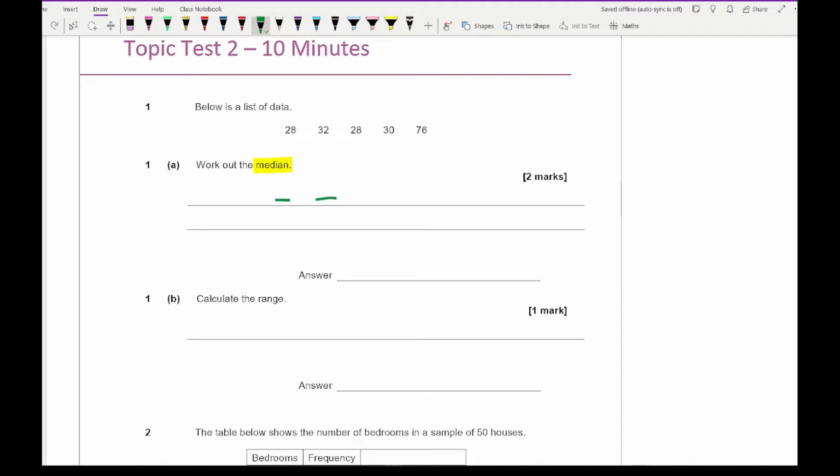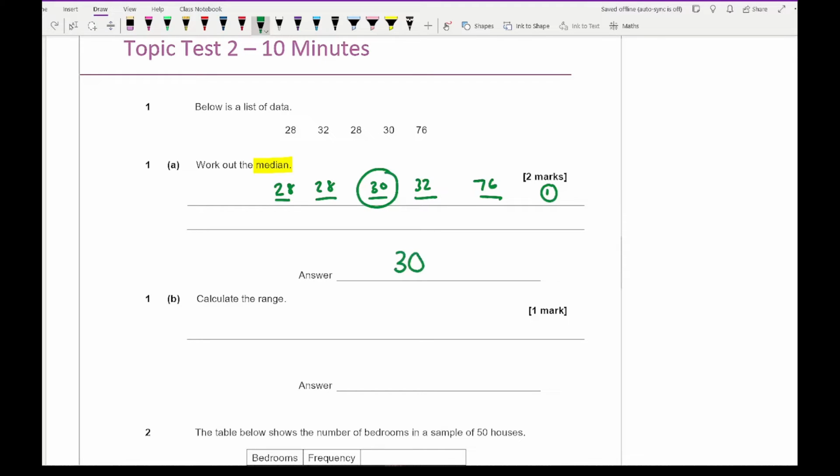I tend to always encourage students to do 5 dashes, depending on how many numbers there are, and then go ahead and order the numbers. So here we've got 2 28s, we've got 30, a 32 and a 76. It's really important that you do show that you've ordered the numbers, because that in itself will be worth 1 mark. So from this we can establish what our middle number is, which is 30.